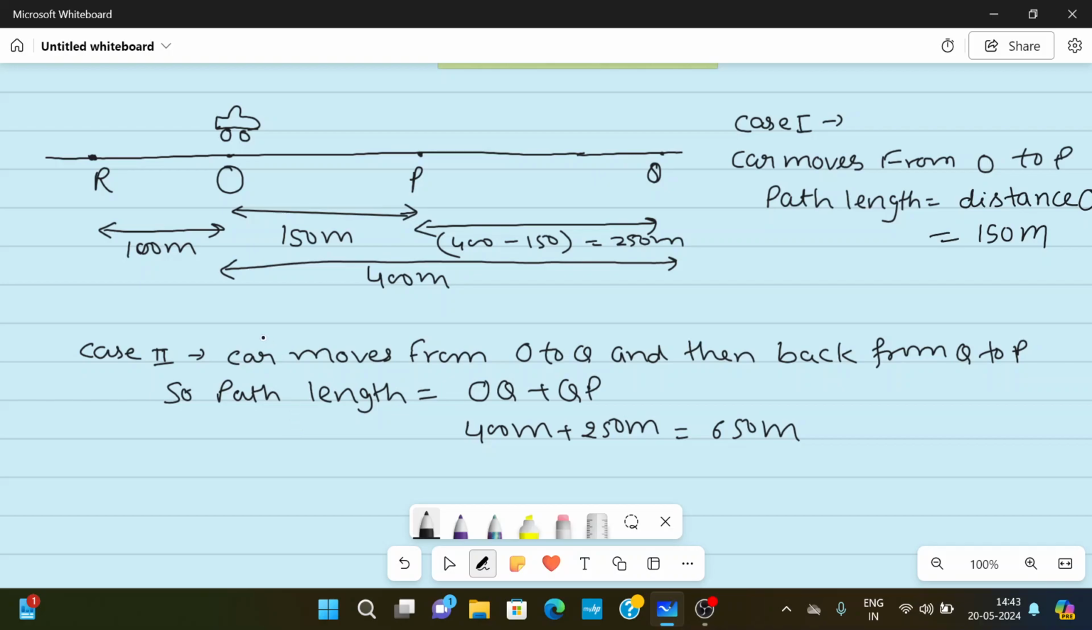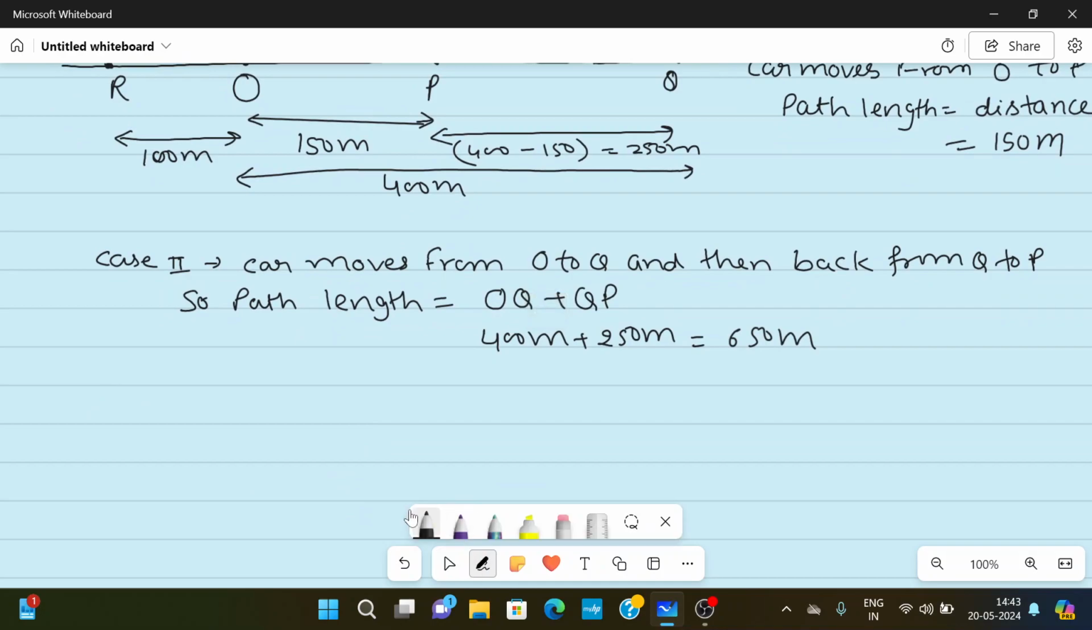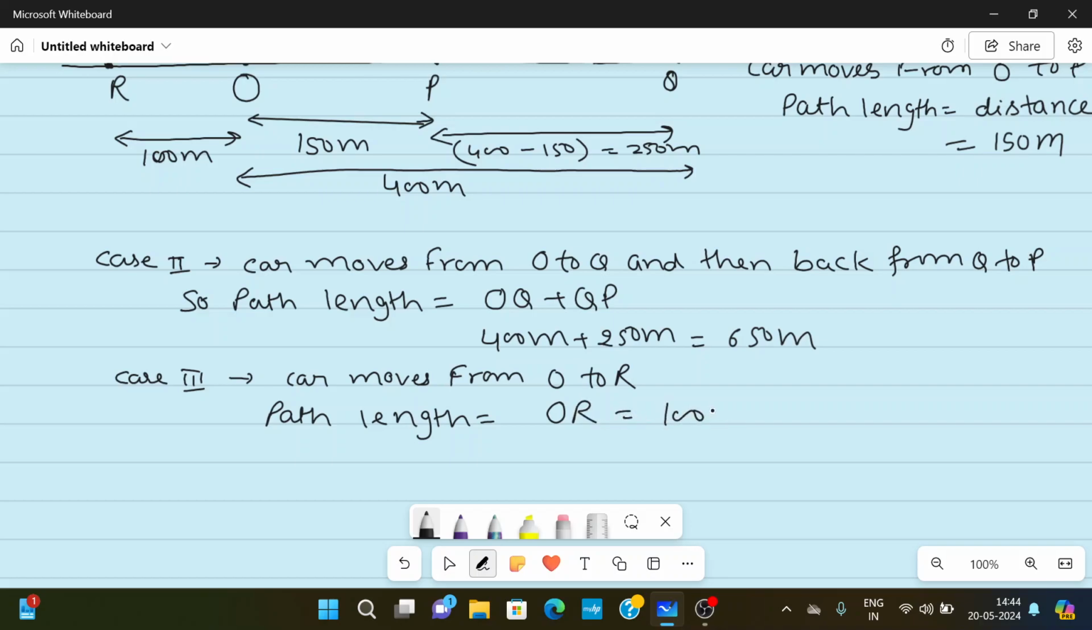In the third case, consider the car moves from O to R. So the path length here will be the distance OR, which is equal to 100 meter. So this was all about the path length.